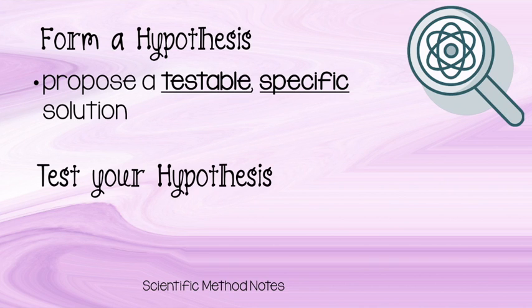Now we can design an experiment to test our hypothesis. If you get to this step and realize that you have no idea how to do that, go back and double check your hypothesis. Make sure it's actually testable. Make sure it's something that you have a way to design an experiment around.